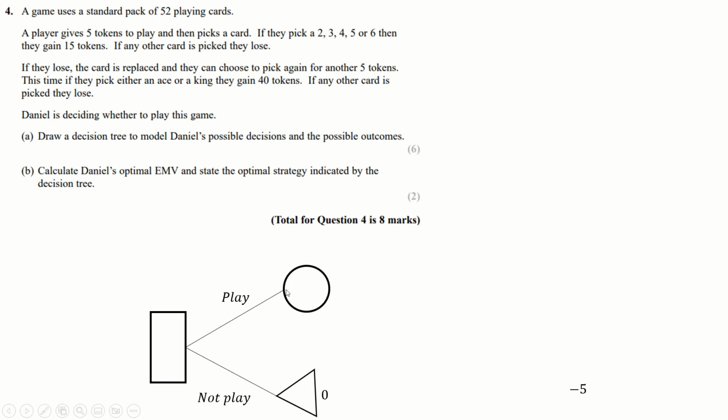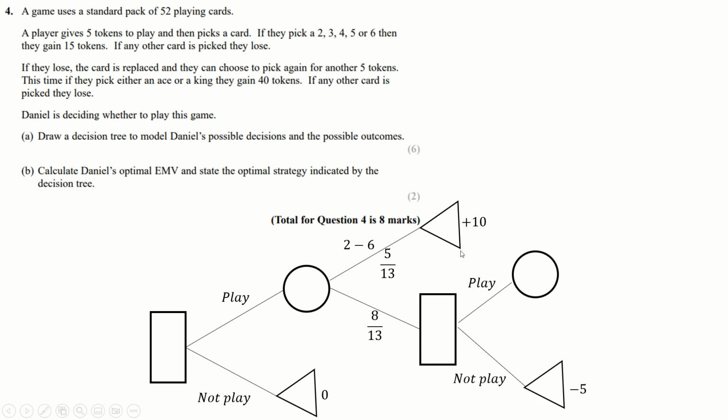Anyway, when you choose to play, a couple of things can happen. Either you pick a 2, 3, 4, 5, or 6, which happens 5/13ths of the time, because there's 5 of those and there are 13 types of card. If that happens, you get plus 10 tokens. The reason you get plus 10 is because it costs 5 to play. So when you win 15, you're actually only winning 10 above what you had before. Now, if you lose, which happens 8/13ths of the time, because you don't pick a 2 or a 6, you have another choice to make, which is you can either keep playing, in which case we'll decide what happens after that, or you can not play.